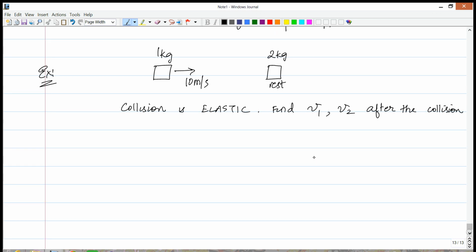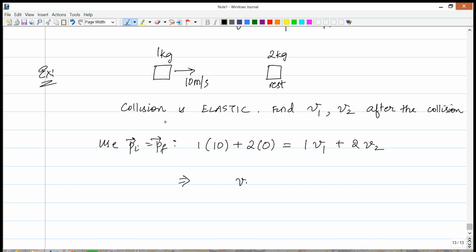Okay, so let's set this problem up. Let v1 be the velocity of the 1 kg block after the collision, and v2 be the velocity of the 2 kg block after the collision. Our goal is to find v1 and v2. Like we said, we have two things that we're looking for, and we're going to have two equations. The first thing that we'll do is use Pi equals Pf. This gives us that the total momentum in the beginning, which is the momentum of the first plus the momentum of the second, equals the momentum of the first in the end plus the momentum of the second in the end. Let's simplify this, and we can rewrite this as v1 + 2 v2 = 10. Let's call this equation 1.